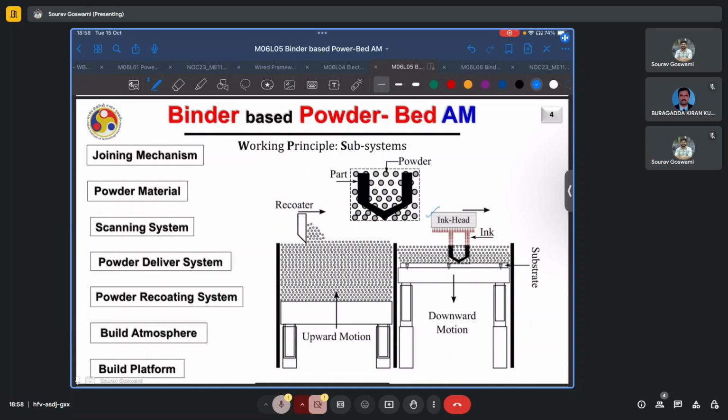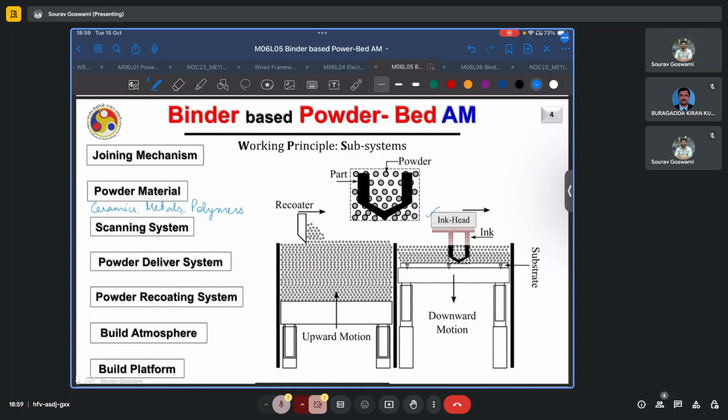The joining mechanism here is via binder. The powder materials can be any, so that we can have ceramics or metals or polymers or maybe even more. The scanning system is actually this ink head, which scans over the surface. The powder delivery system can be either a top feed or bottom feed. Powder recoating again can be either a recoating blade or it can be a roller or it can be a slotted feeder.